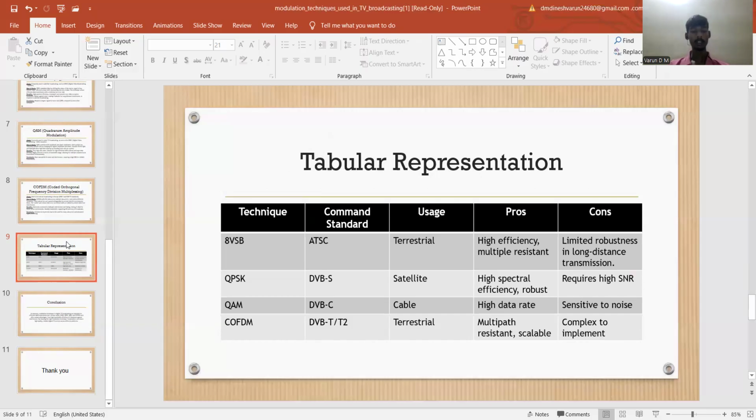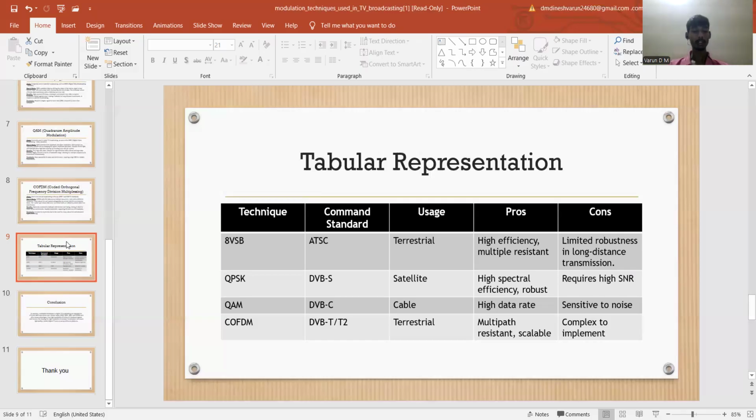QPSK. Its common standard is DVB satellite, and it is used in satellites. Advantages are high spectral efficiency and robustness. Disadvantages are that it requires a high signal to noise ratio.